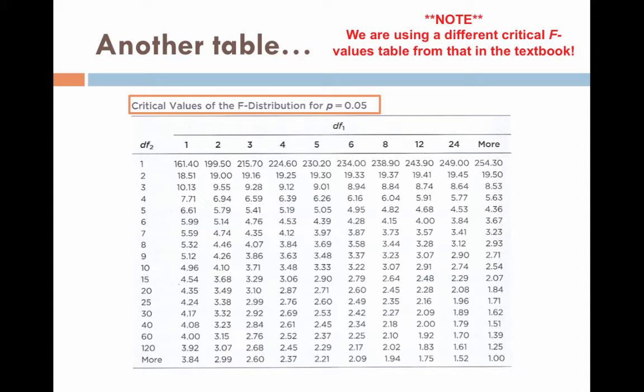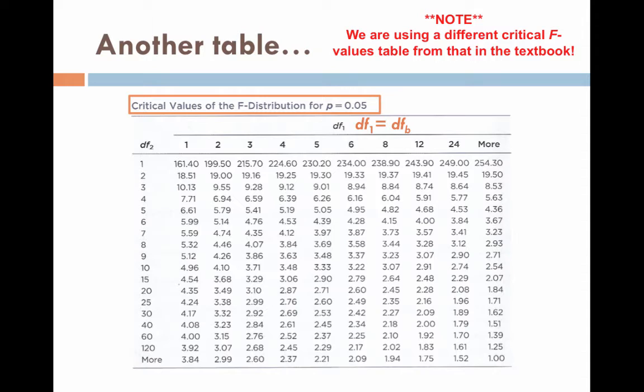Note that we're using a different critical F values table from that in the textbook. Make sure you use this table that's provided to you in Titanium and not the one in the back of your book. If you use the one in the back of your book, you will get different critical values, which means you can get different answers. And you do not want to get the wrong answer simply by using the wrong table. So let's take a look at what this table tells us.